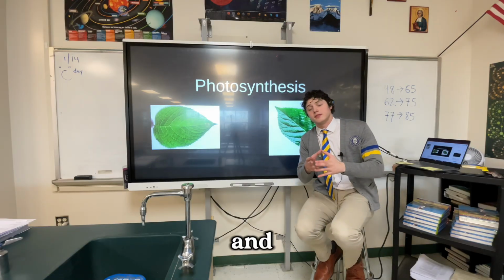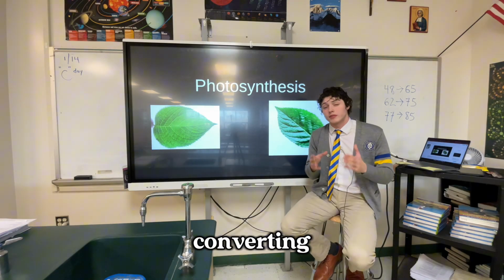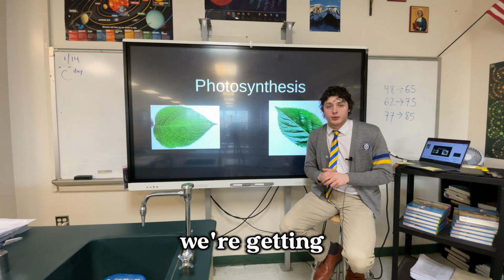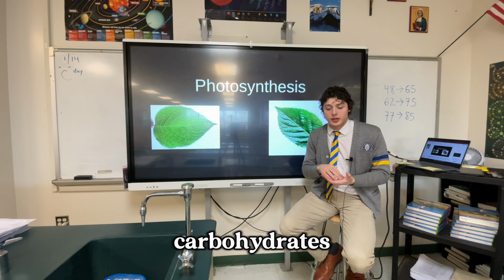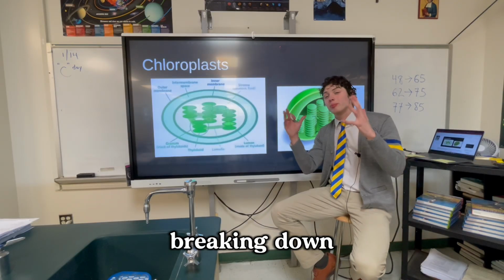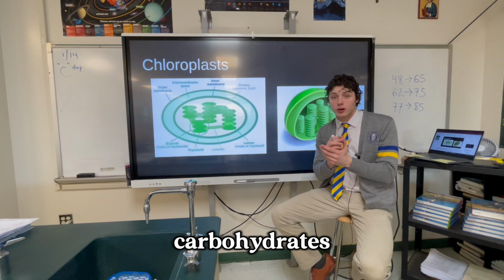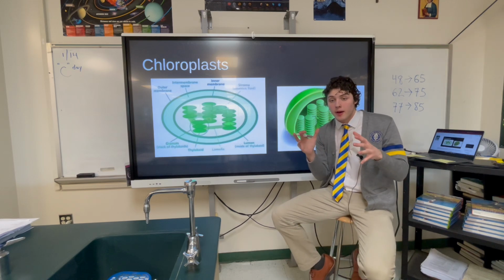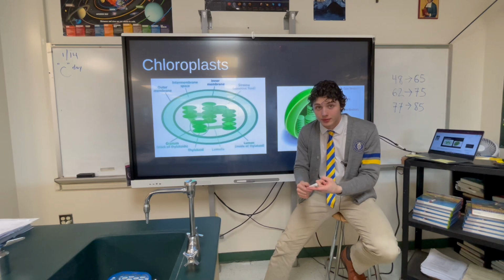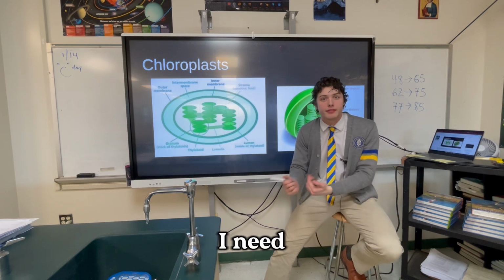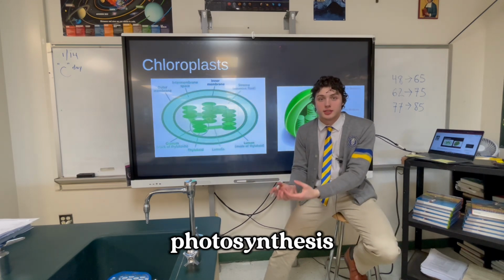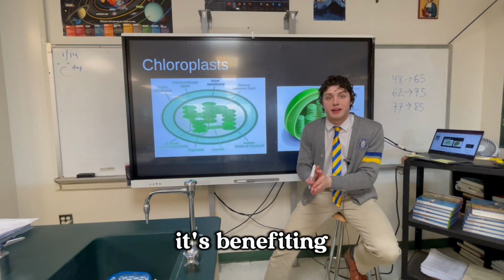So the basis and foundation of photosynthesis is we're converting carbohydrates into the metabolism, and that is the energy we're getting. So we're breaking down carbohydrates into sugars. So we established that photosynthesis is breaking down those carbohydrates, these complex molecules. It's breaking them down, and what are we getting? We're getting air. We're breathing, right? I need to breathe, I need photosynthesis. I need to eat, I need photosynthesis. So that is how it benefits a plant, that's how it's benefiting bacteria.